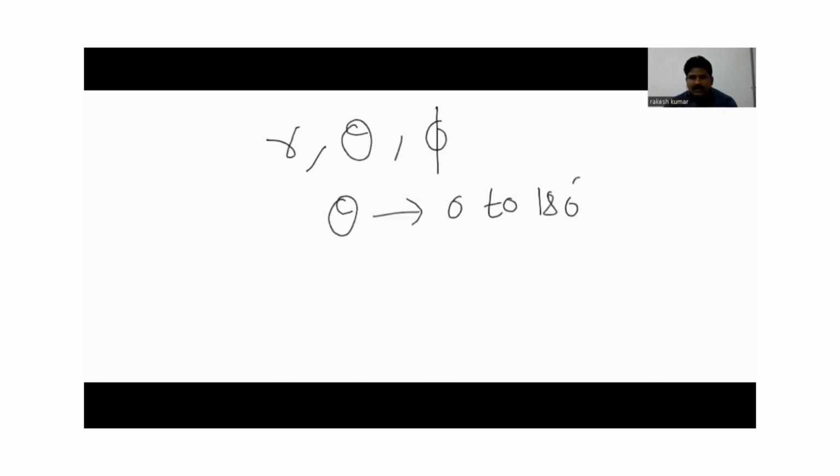Vertical pattern means, here you know that there are three things. In a spherical coordinate system, three things are to be considered: r, theta, phi. What is the range of theta? The range of theta is from 0 to 180 degrees. What is the range of phi? The range of phi is from 0 to 360 degrees.